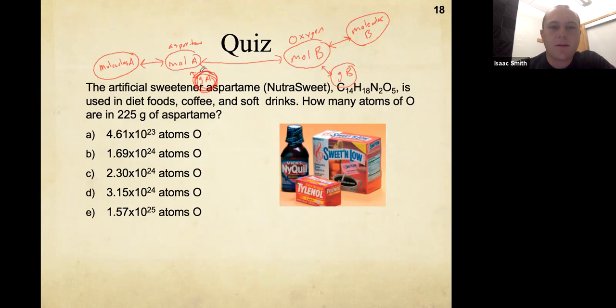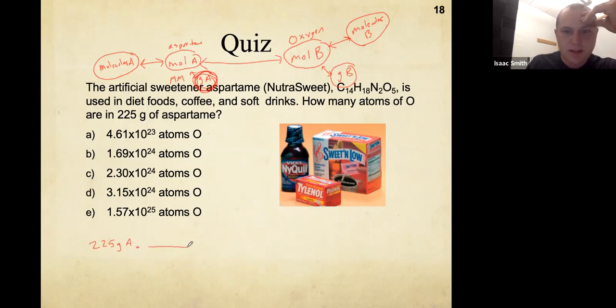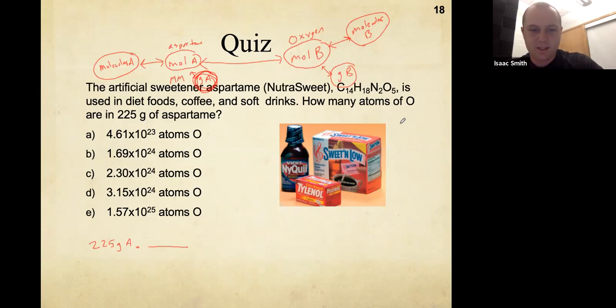Okay, so to get from grams of A to moles of A, the molar mass is what we're going to use. So we'll start with grams of A, so 225 grams of A, okay? Now to get from grams to moles, we need the molar mass of aspartame. This can be a doozy to calculate on our own. Let me see if it gives it to us.